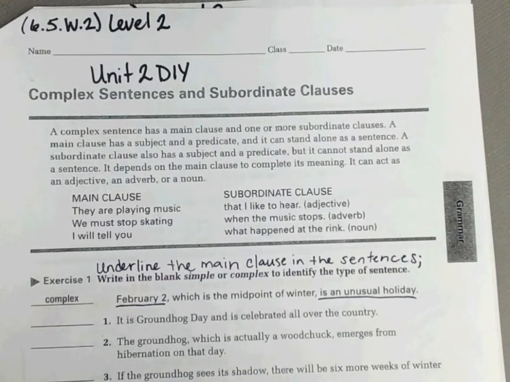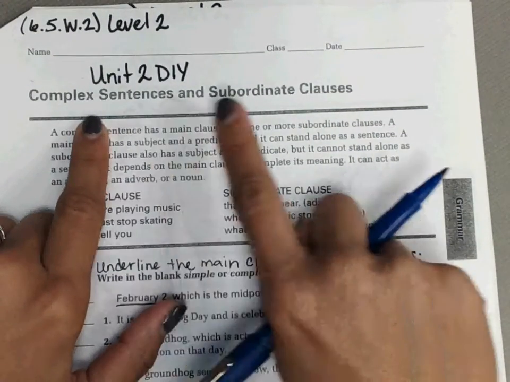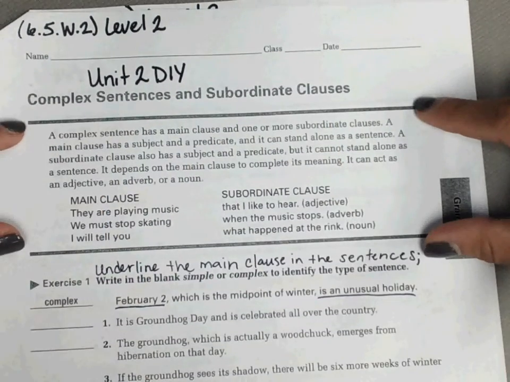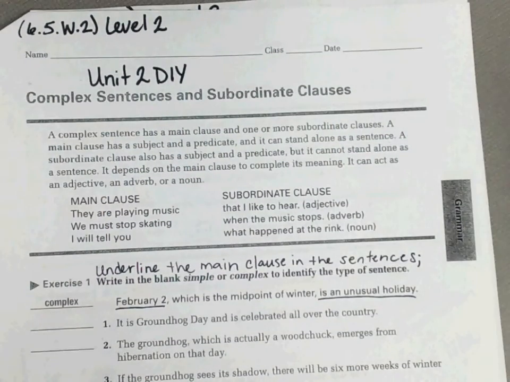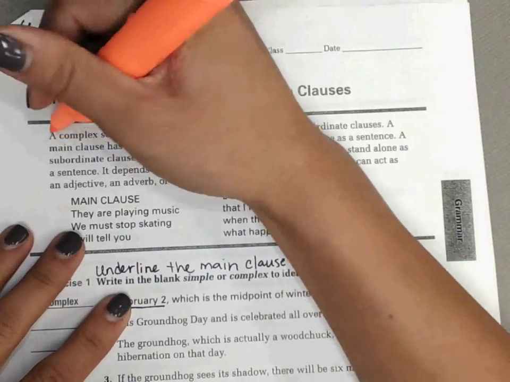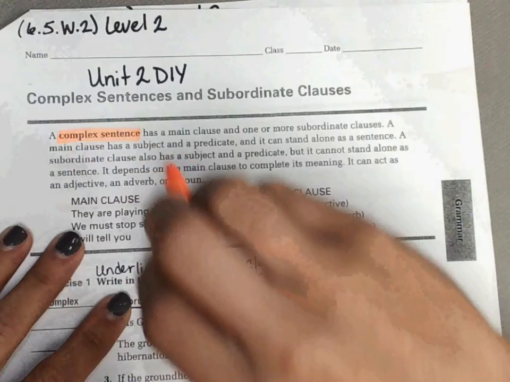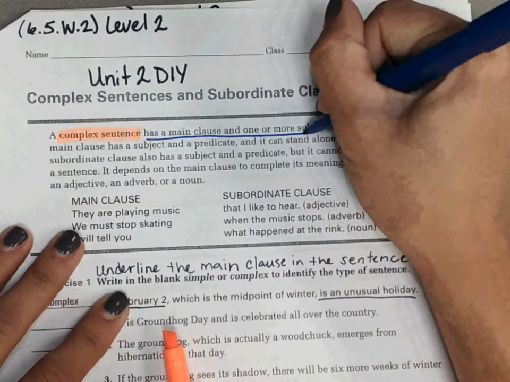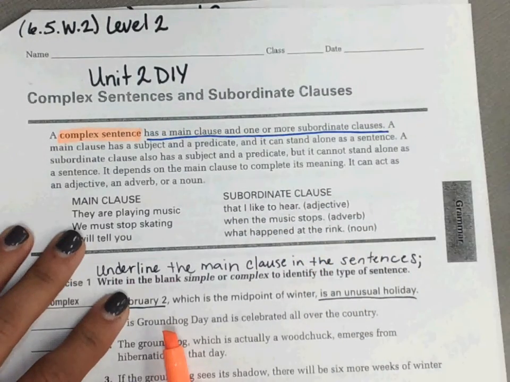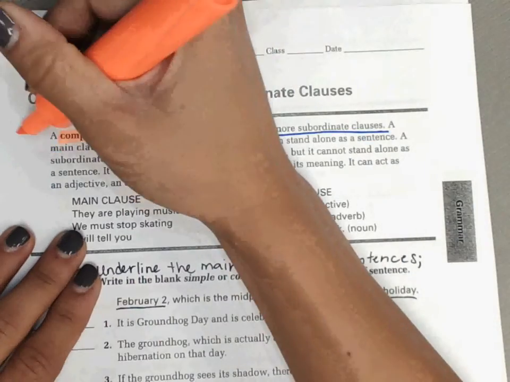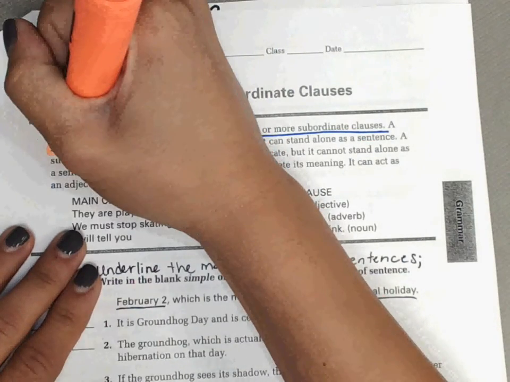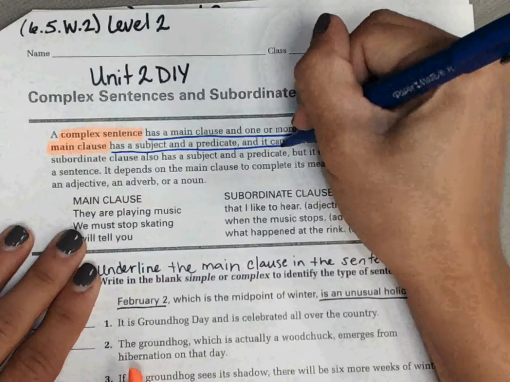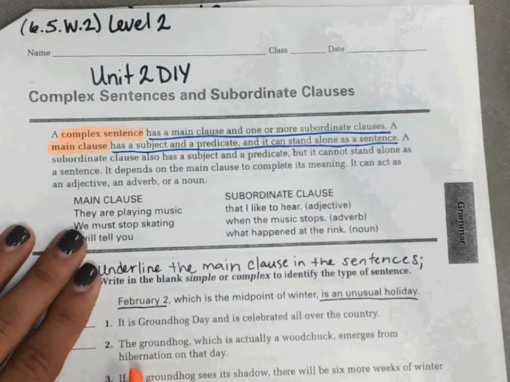The second half of this DIY is over complex sentences and subordinate clauses. Let's look at the very first part. It says, a complex sentence has a main clause and one or more subordinate clauses. A main clause has a subject and a predicate, and it can stand alone as a sentence.